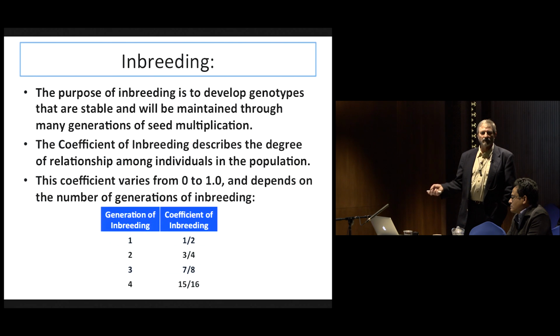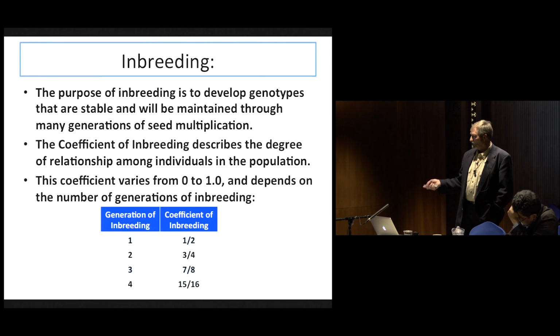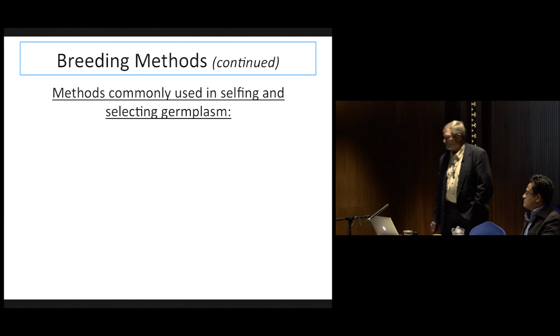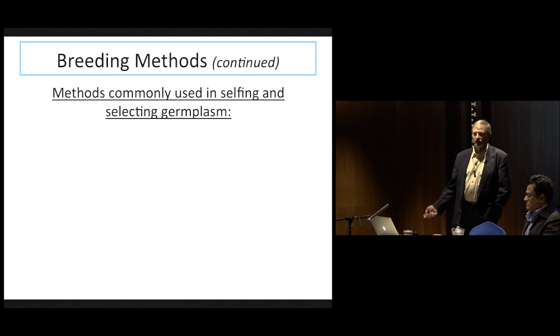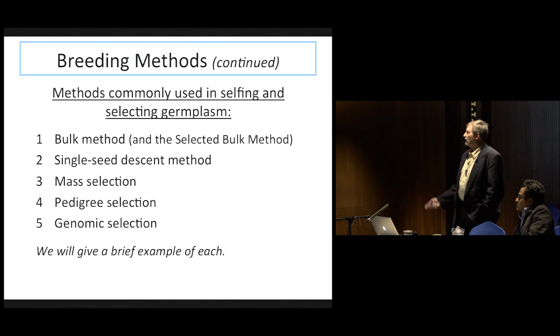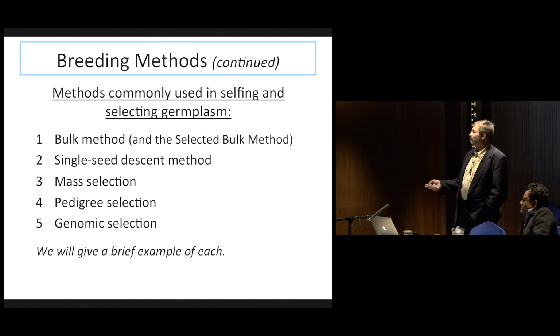You may have some other methodology, depending on your breeding program and the particular cross that you're working with. You may decide to start selection in the F2 generation. So these are some of the methods most commonly used in selfing germplasm. The one that is often used is the bulk method.